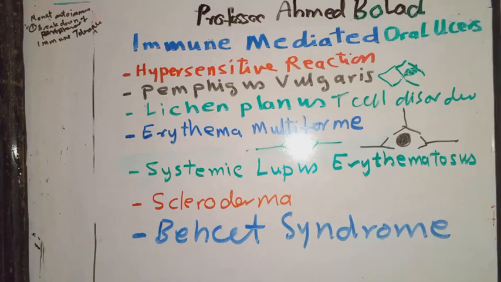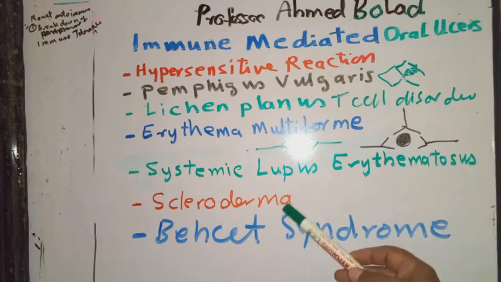Also, discoid lupus erythematosus, or DLE. It means it is not systemic like systemic lupus. It is localized lupus. Also, this may be associated with labial mucosal ulcer. Also, Scleroderma may be associated with oral ulcer and xerostomia.